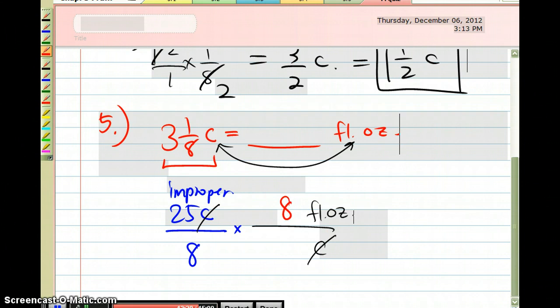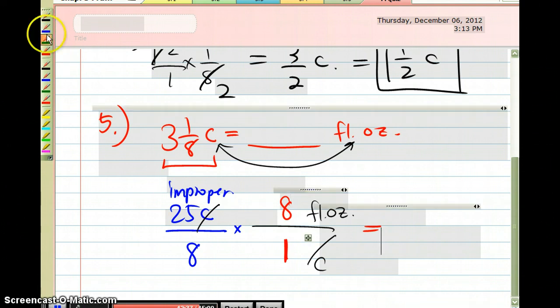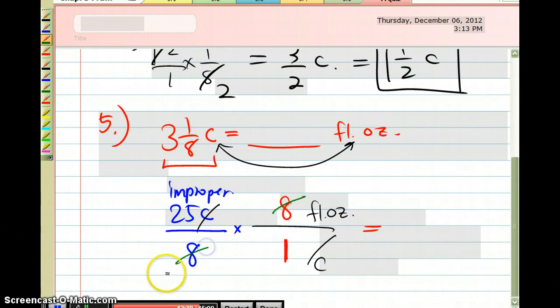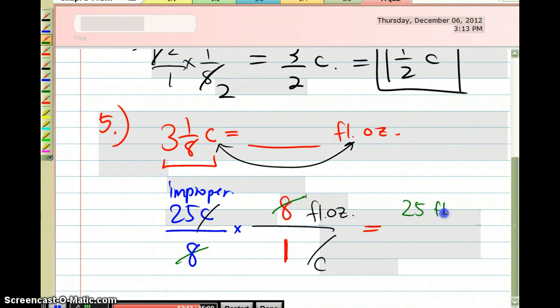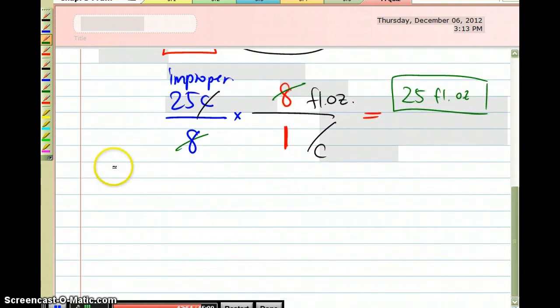I know that 8 fluid ounces is equal to 1 cup based on problem number 1. If I multiply those two fractions together, actually very simply, I can cancel out these, and then the 8 and the 8 cancel out, and what we're going to get is just 25 fluid ounces. Very simply, huh? Worked out very nicely there. Seemed like a really hard question, but actually when you do use the fractions, they make it quite easy.